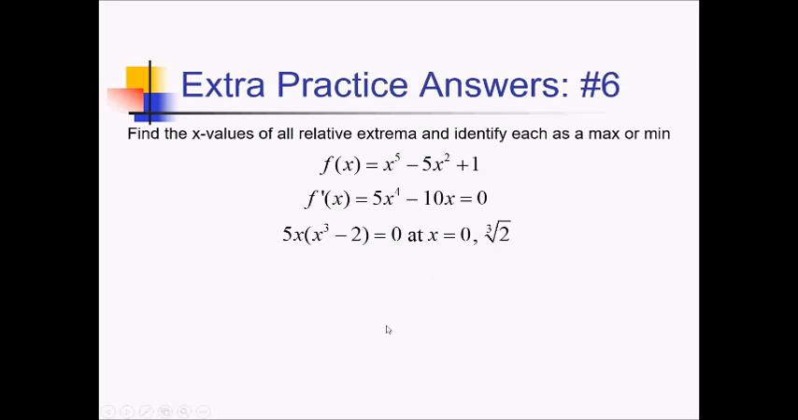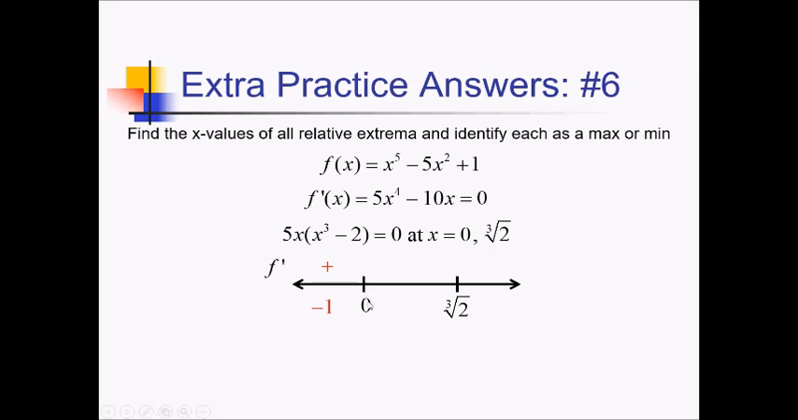Those are my critical values I'm going to put on my number line now. So here's my f prime line. Critical values at 0 and cube root of 2. Let me test something to the left of 0 to start with here. So I'll use -1, and I'm going to use the factored version of f prime. So plug in -1. That's going to be a negative and another negative in here, because this is going to be -1 minus 2. So that comes out to a positive.